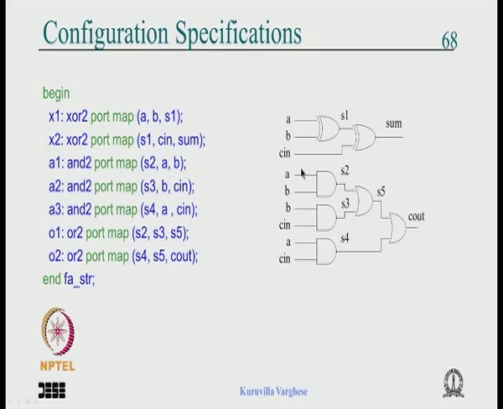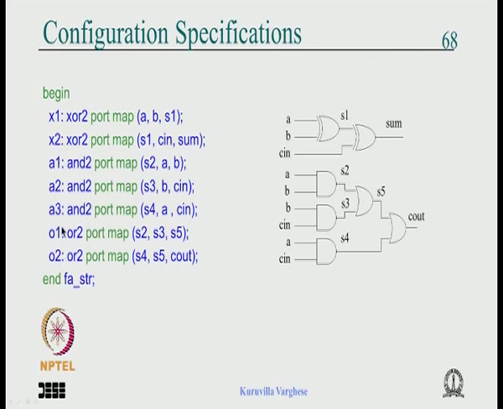So AB and S2, BC and S3, BC and S3, AC and S4, that is AND 2, and OR. The first OR is S2, S3, S5, that is this, and S4, S5, Cout, that is this. Now we are going to say where this X1, X2, A1, A2, A3, O1, O2 is coming from. So mind you, we have 2 XOR gates, 3 AND gates and 2 OR gates, okay.